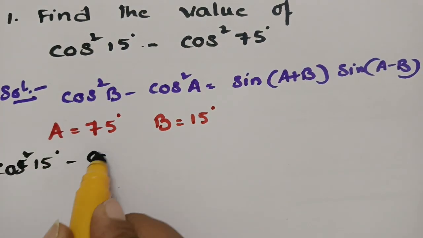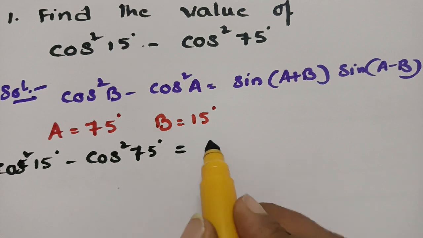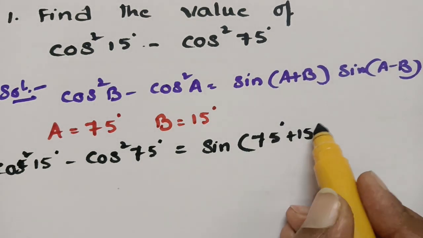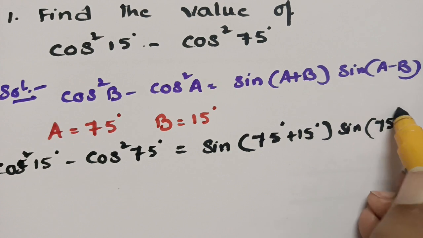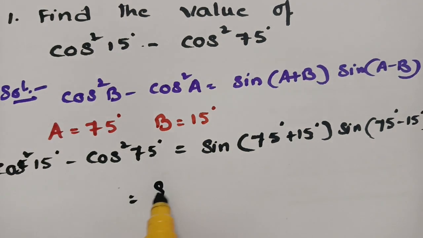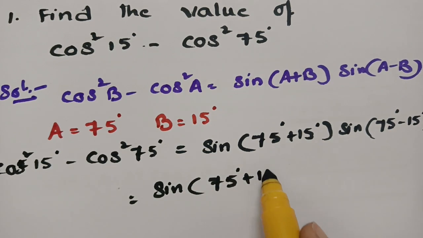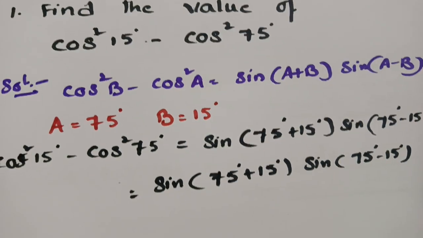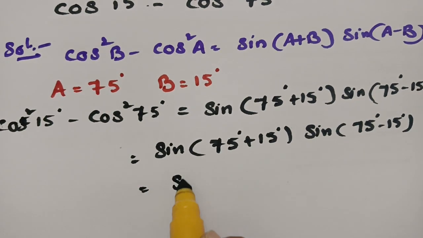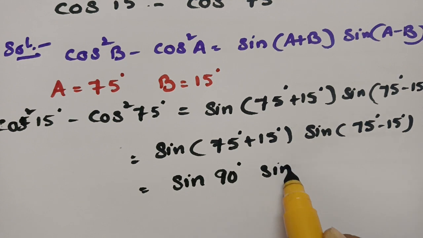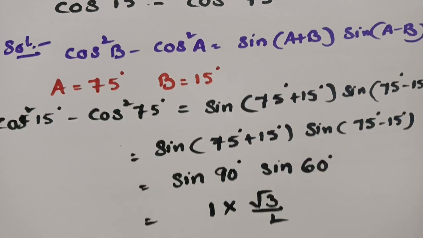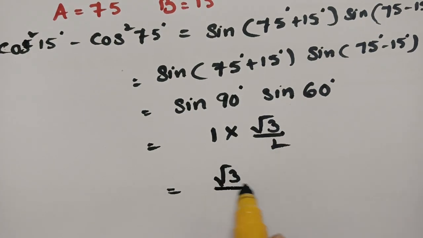Cos square 15 degrees minus cos square 75 degrees is equal to sine of a plus b. So what is a plus b? 75 degrees plus 15 degrees into sine of 75 degrees minus 15 degrees. Clear? So what is 75 plus 15? Which is equal to 90 degrees, into 75 minus 15, which is equal to 60 degrees. So sine 90 degrees is equal to 1 and sine 60 is root 3 by 2. Therefore, our final answer is root 3 by 2.